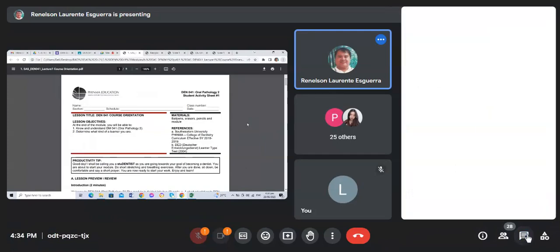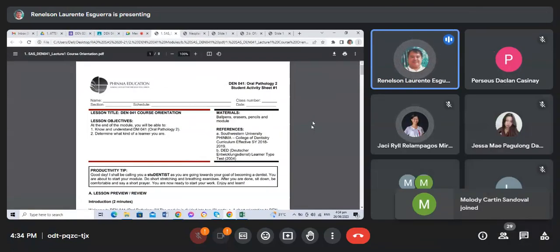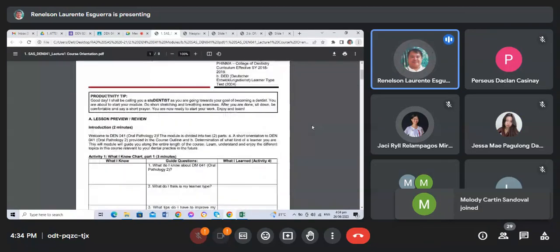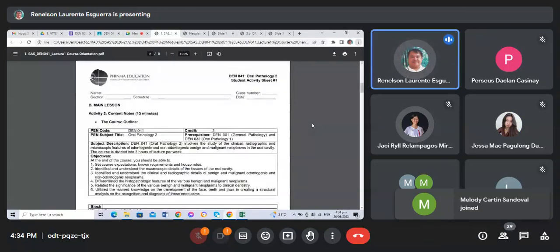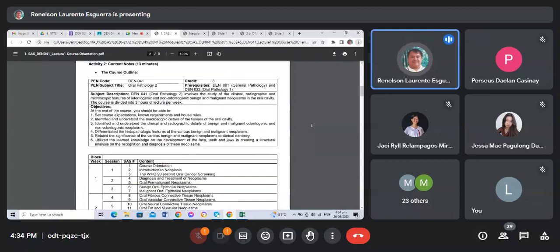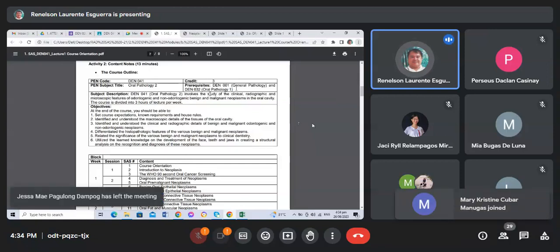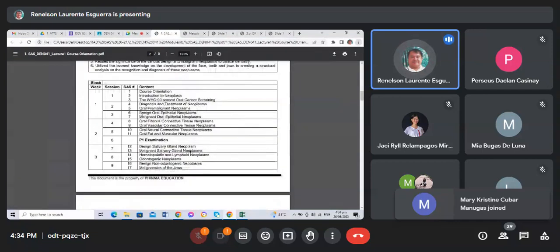Yes, Doc. Okay, so this is the course orientation for oral pathology 2. As you have noticed in the main lesson in activity 2, which is the content notes, you have there oral pathology and general 1 and general pathology as the prerequisites for the course. You have the objectives and you have the course content.